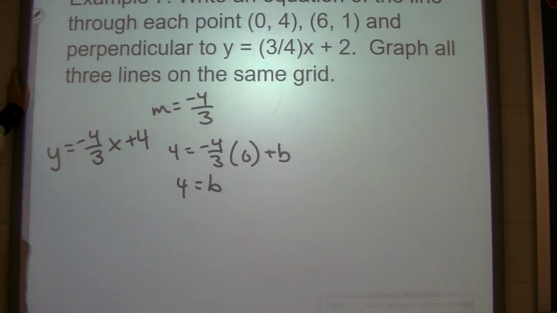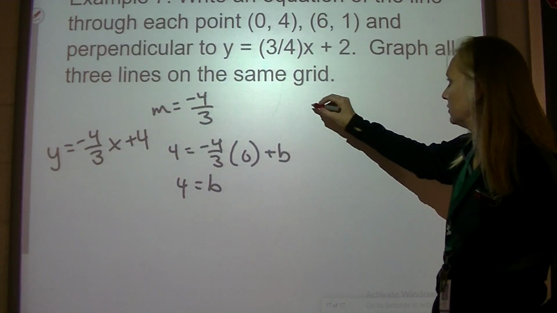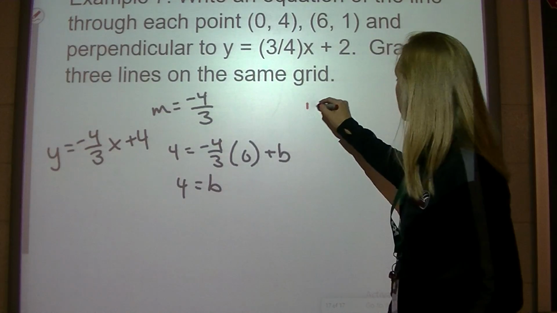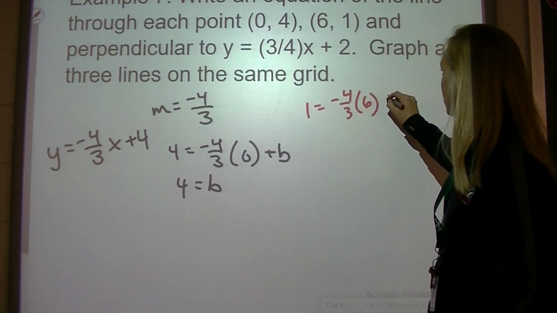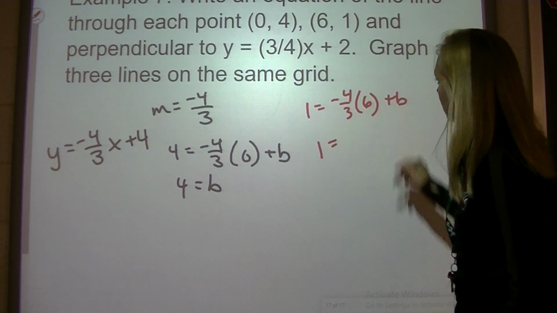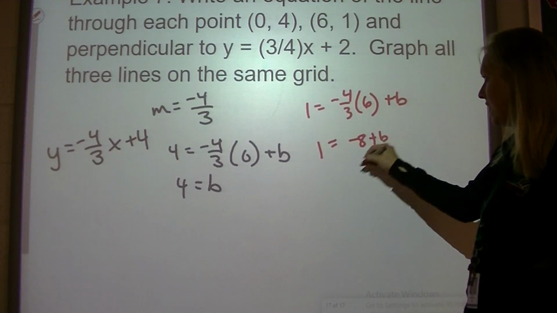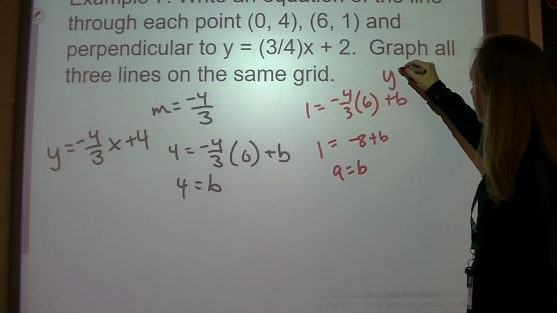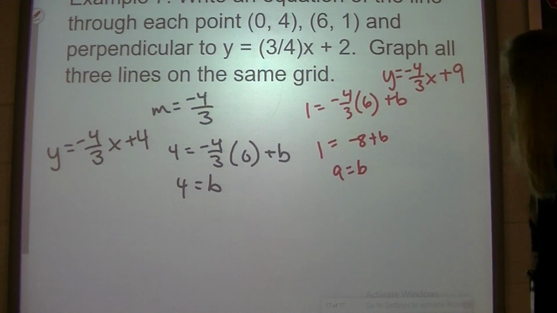Okay, and then this point, same thing. I know my slope has to be opposite reciprocal, so it's going to be 1 equals negative 4/3 times 6 plus b, and let's solve. Negative 4/3 times 6 is negative 24/3, which is negative 8. So I have negative 8 plus b, add 8, so I get 9 equals b. So this equation is y equals negative 4/3 x plus 9.